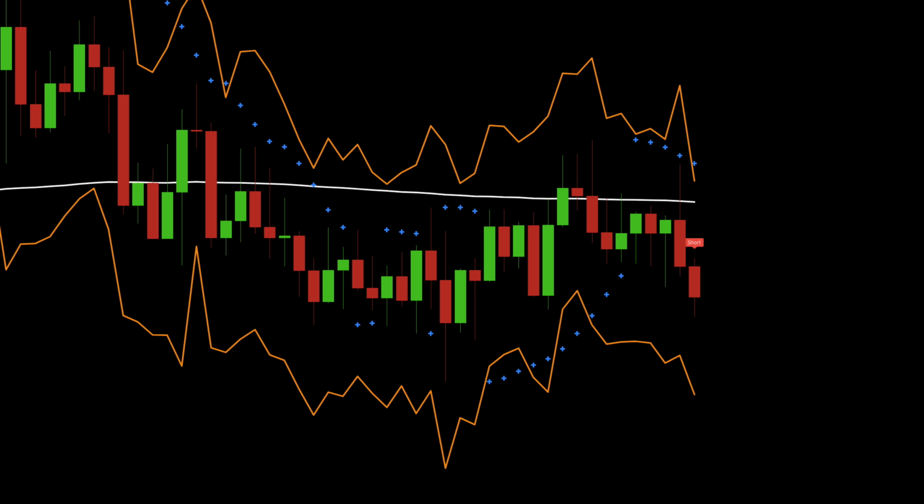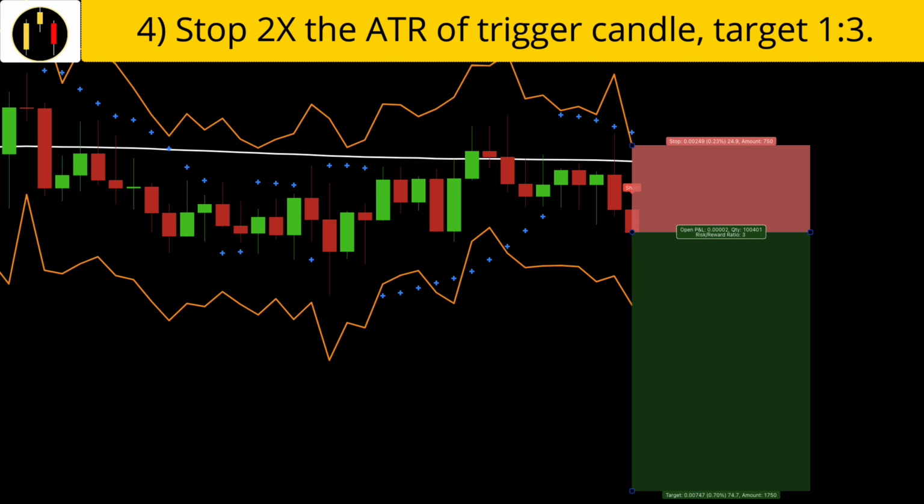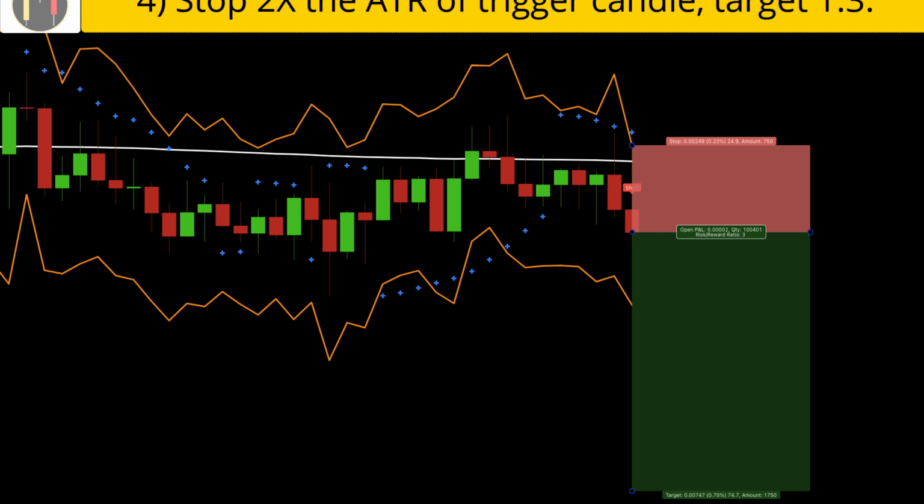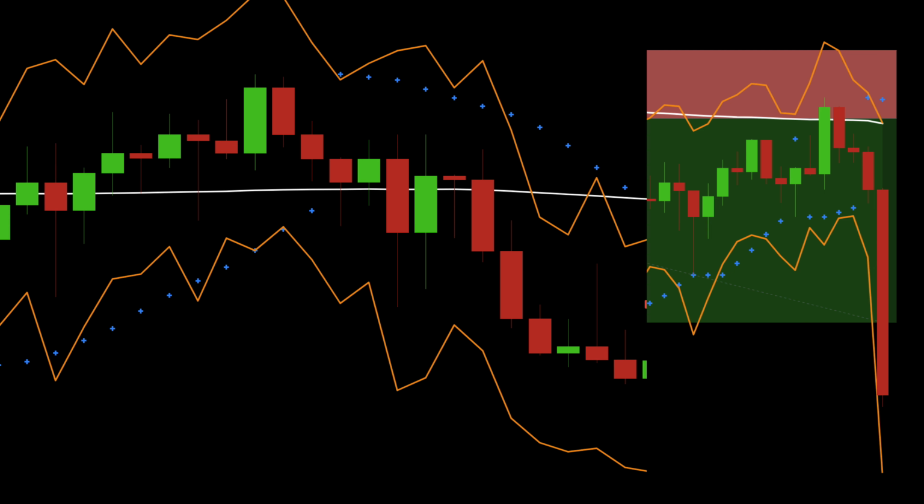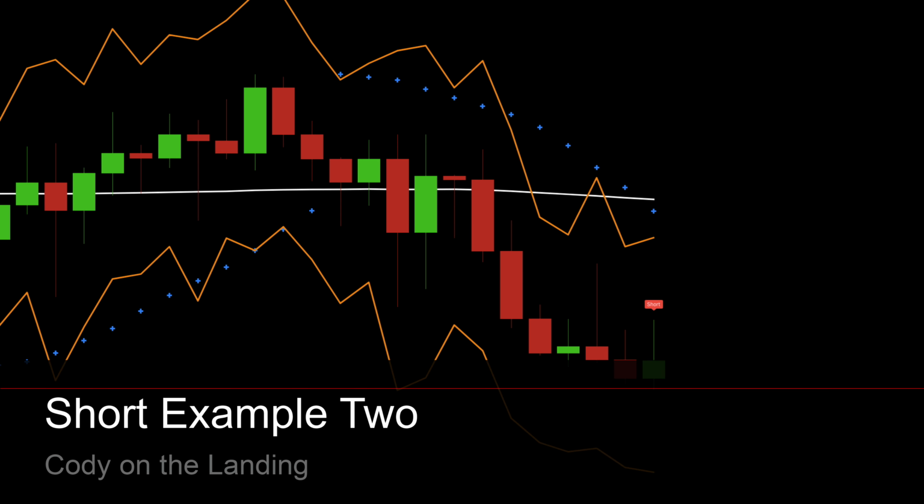That is our trigger candle. The stop is placed at 2 times the ATR above the trigger candle and the target is 3 times risk. And short example 1 crushes the profit target. I'm going to show you one more quick short example.